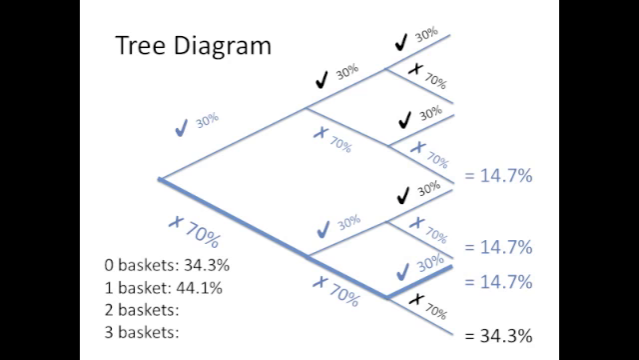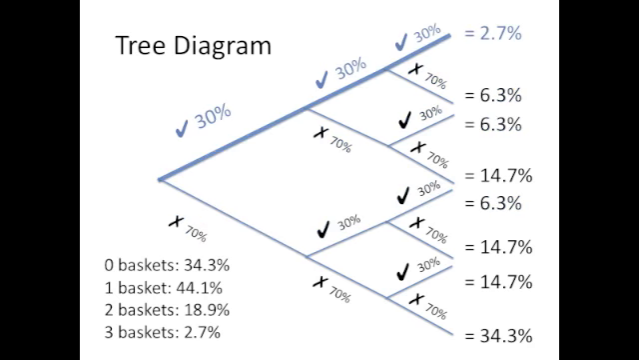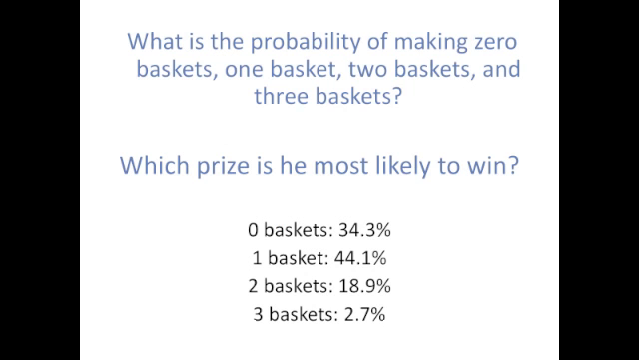The same process is followed to find the probability of making 2 baskets: 70% times 30% times 30%, which is 6.3%. There are also 3 chances for this to happen as well, so you multiply 6.3 times 3, which is 18.9%. Lastly, we can find the probability of making 3 baskets. There is only one situation where this happens, and it is 30% times 30% times 30%, which is 2.7%. So there's a 2.7% chance that the player will make all 3 baskets.